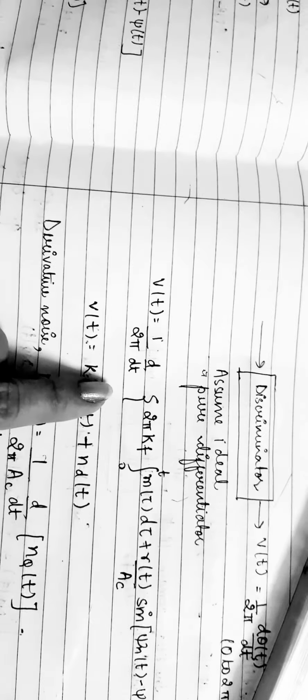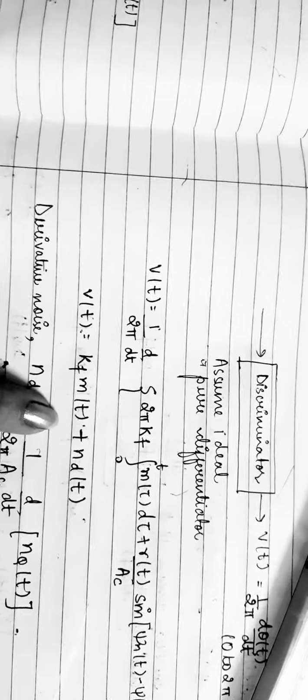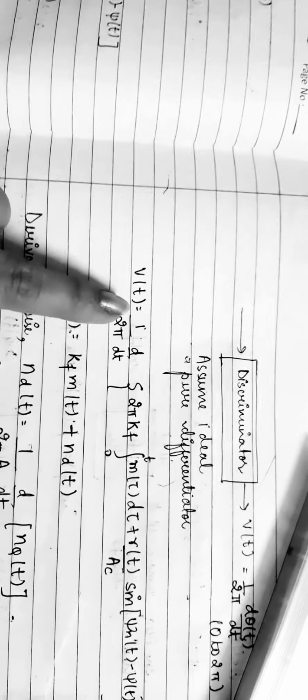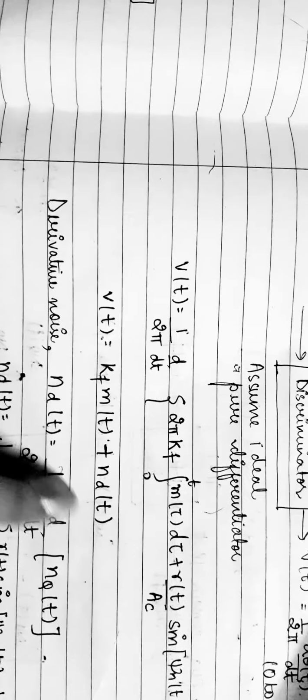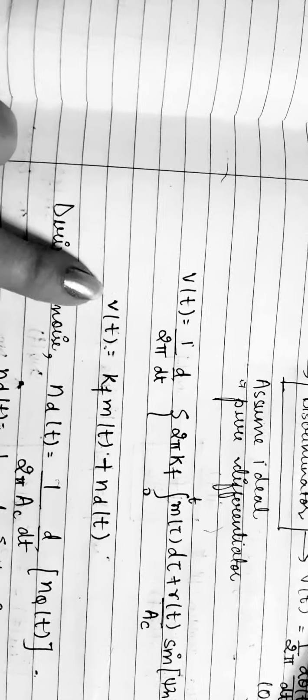Now here, in the first term there is both integration as well as differentiation with respect to time. Also your 2 pi will get cancelled, so we get kf m(t). Also in the second term, there is a derivative noise component, that is 1 upon 2 pi Ac. So that is a constant, so we can keep it outside as the derivative of the noise term, and we get n_d(t). So we get the output v(t) is equal to kf m(t) plus n_d(t).